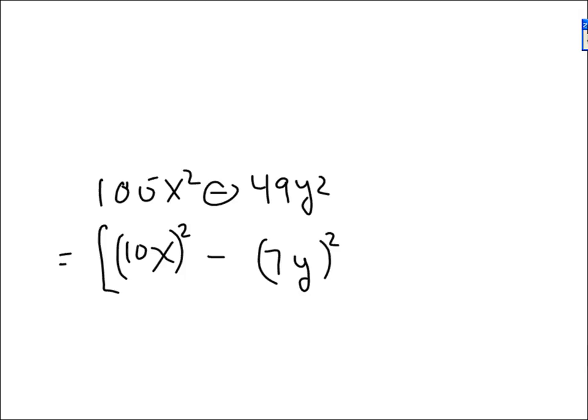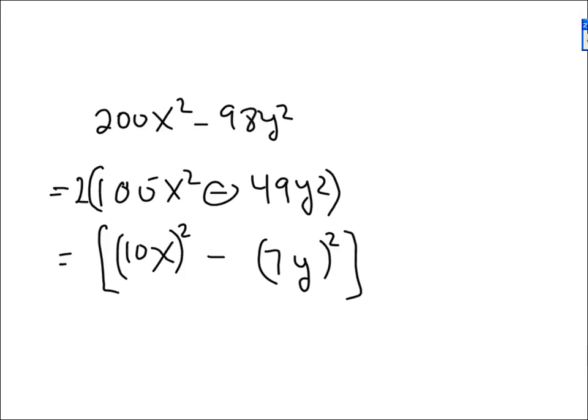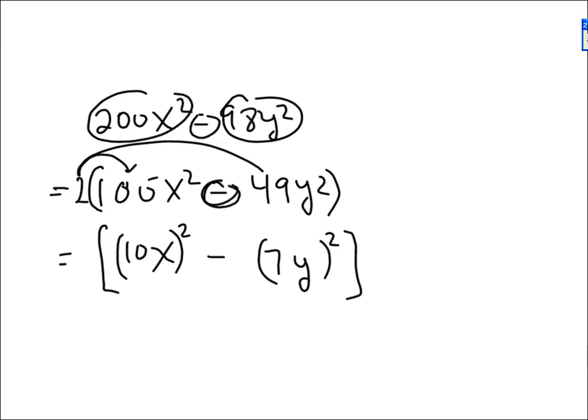And now, what if the second line was not the original equation? What if it were 200x squared minus 98y squared? Nothing squared gives me 200, nothing squared gives me 98, but you can factor out the 2. 2 times 100x squared is this, minus 2 times 98y squared is that. So now we're on a roll. We just have a 2 in the front.